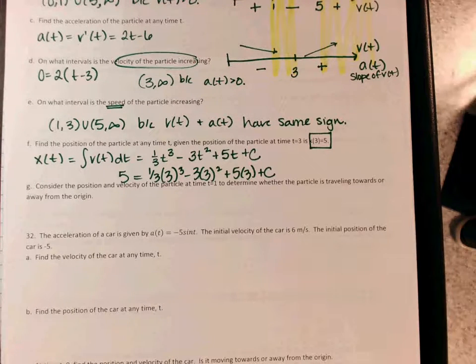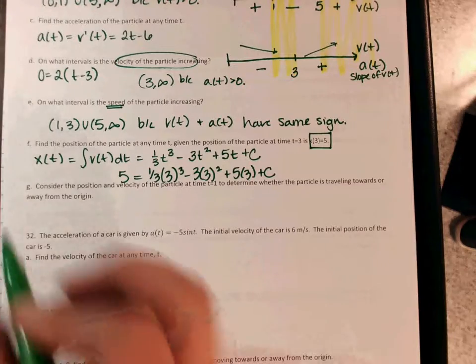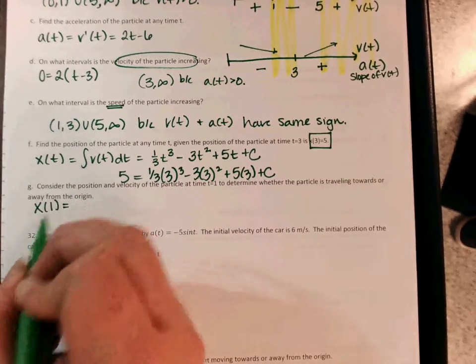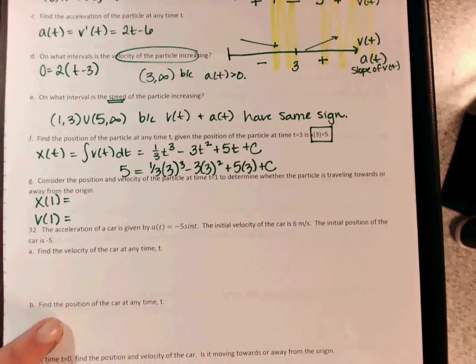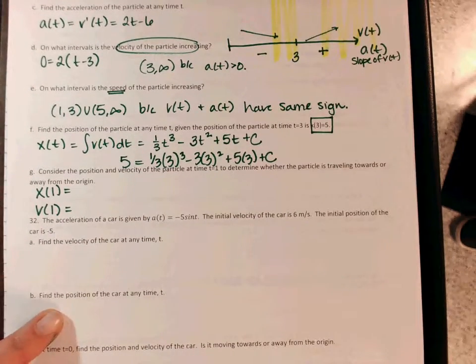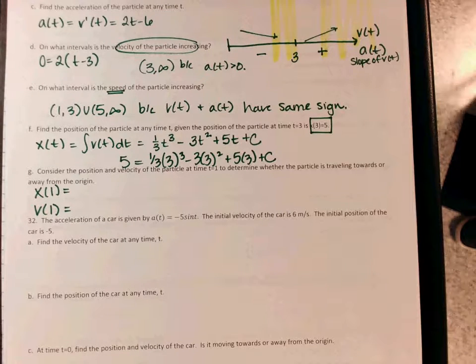Okay, then part G, find the position and the velocity at 1. Okay, and then it says determine whether it's traveling towards or away. Remember, the two components of that are which side is it on? Okay, and then which direction is it going? And you should know how to answer that from other questions.